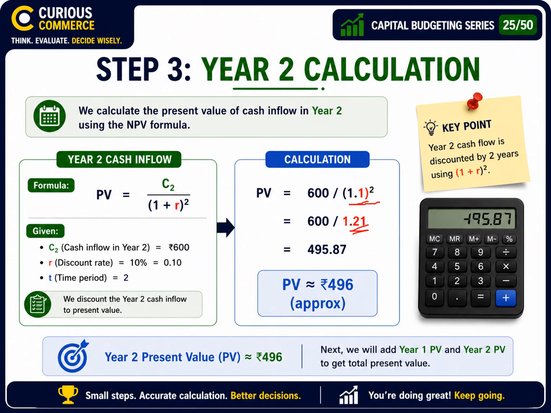Year second present value is smaller than year first present value. Why? Because the money is received later. The later the cash flow, the lower its present value. This is why long term projects are riskier. The finance manager analyzes timing carefully.